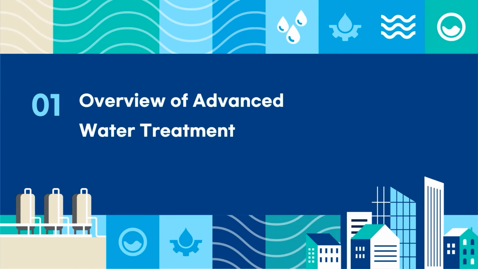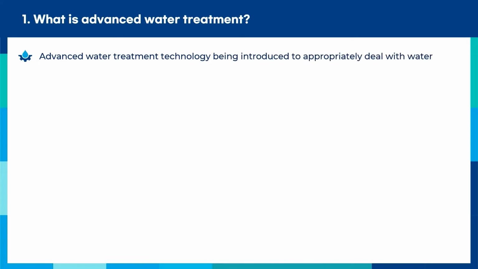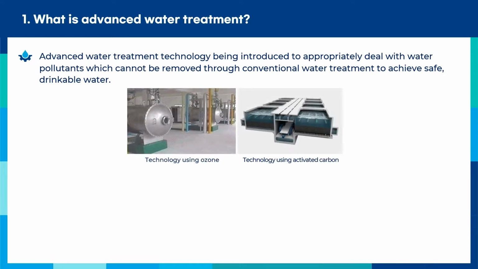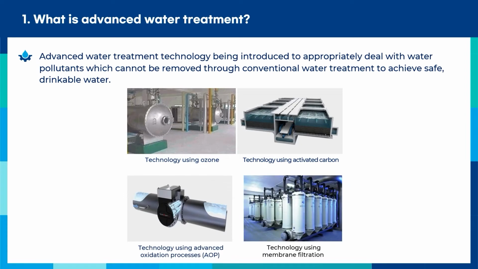Overview of advanced water treatment. Advanced water treatment is a technology that treats various harmful substances which are not removed by the filtration and chlorine treatment of the general water treatment process. Typical examples include ozone, granular activated carbon, ultraviolet light, and membrane separation technology.